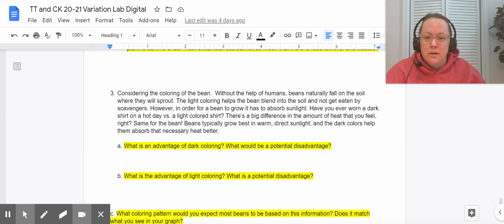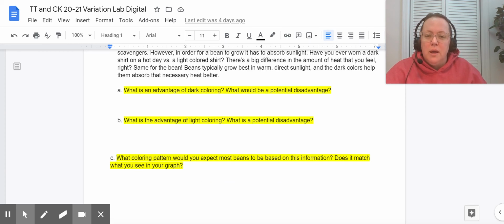Part A. What is an advantage of dark coloring? What would be a potential disadvantage? Please answer both questions. Part B. What is the advantage of light coloring? What is a potential disadvantage? Part C. What coloring pattern would you expect most beans to be based on this information? Does it match what you see in your graph?